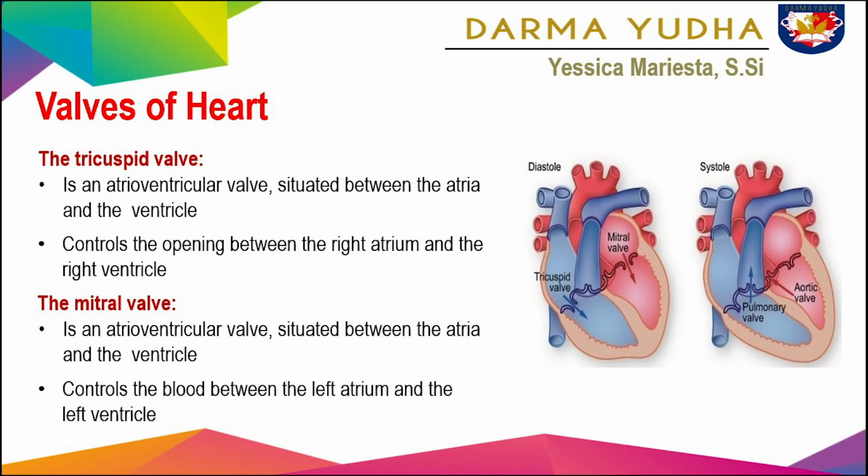The tricuspid valve is an atrioventricular valve situated between the atrium and the ventricle. It controls the opening between the right atrium and the right ventricle. The mitral valve is an atrioventricular valve situated between the atrium and the ventricle, the same as the tricuspid valve, but it controls the blood between the left atrium and the left ventricle.